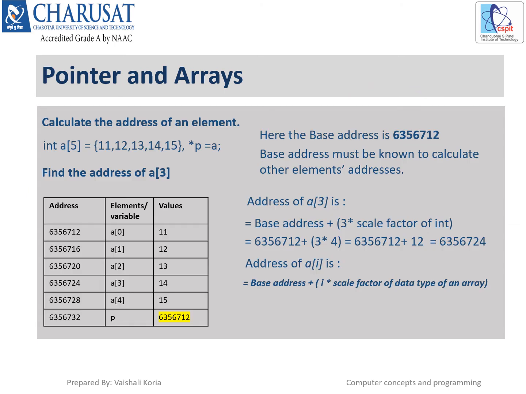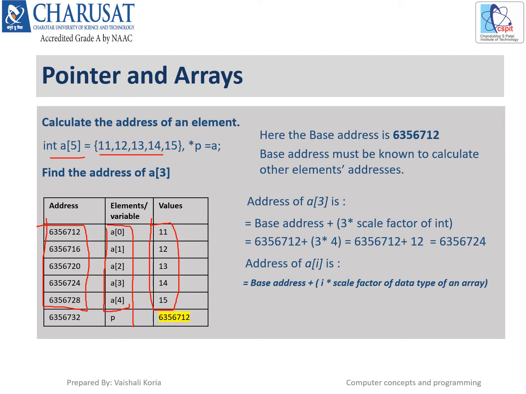Now suppose we want to find the address of a particular element in a one-dimensional array. We know that whenever the array has been declared, the base address will be allocated and contiguous memory allocation would happen for all the elements of the array. So if we know the base address and the type of the array, then we can easily calculate the address of any element. Here the example is given: an array of size 5, integer type, is taken. These are the element names A0 to A4, these are the values, and these are the addresses.